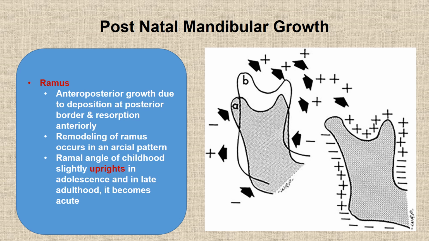Now the ramus. The anteroposterior growth is due to deposition at the posterior border and resorption anteriorly. Now this remodeling of the ramus occurs in an arcual pattern. Because of this arcual pattern, the ramal angle of childhood is more horizontal, slightly more upright in adolescence, and in late adulthood it becomes acute.